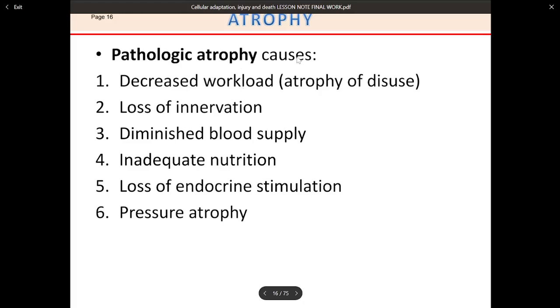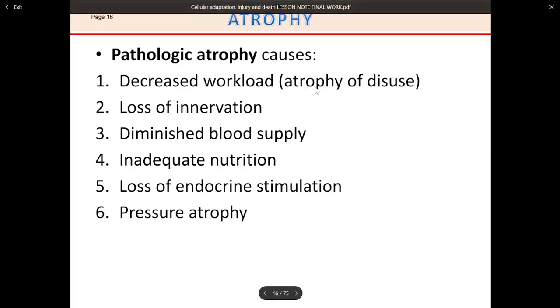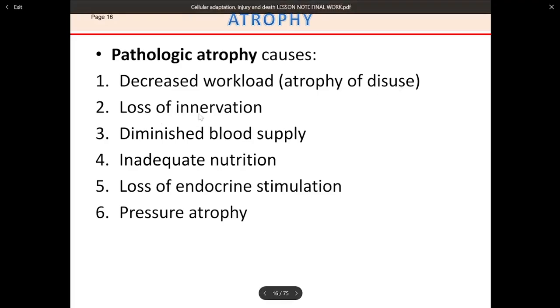Now, causes of pathologic atrophy: decrease in workload, or atrophy of disuse. When a weightlifter decreases his workload, decreases the weight he carries, there is atrophy of tissues because he's not continuously exercising his muscle. The muscle will shrink back.